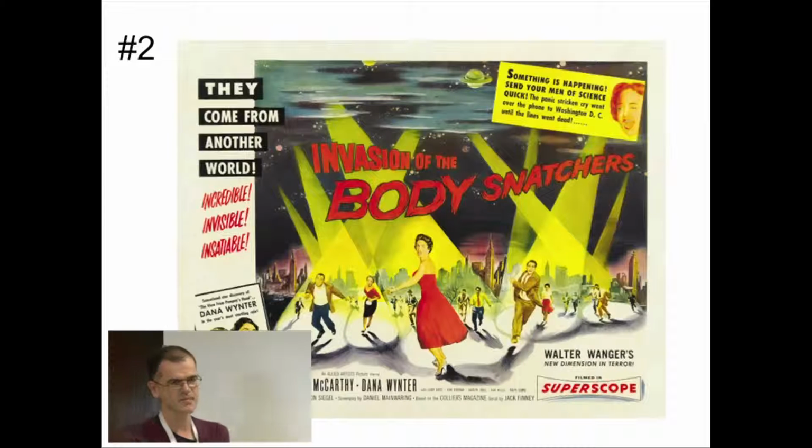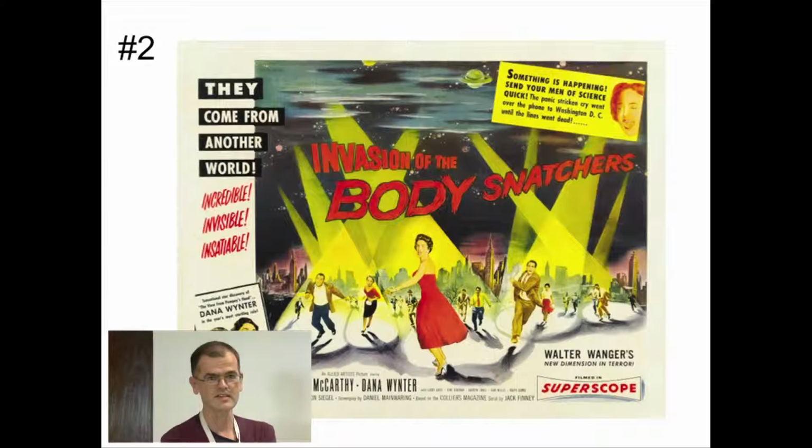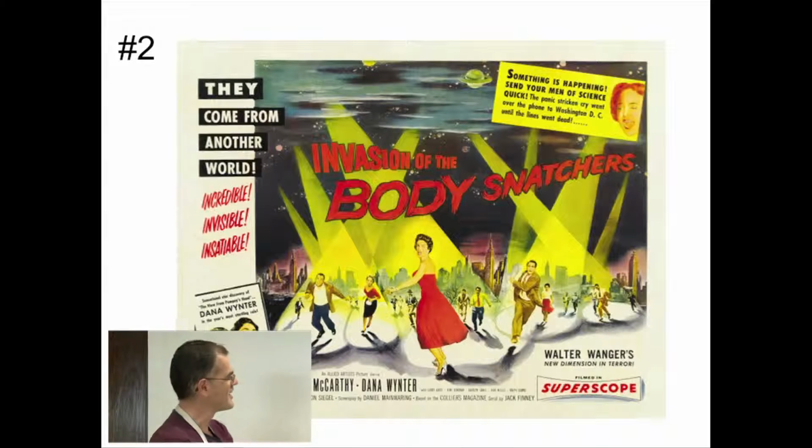The second is this 1956 poster from a film called The Invasion of the Body Snatchers. And I don't know if anyone's seen this film, but the themes are very much those that are shared by people doing parasitology research. What happens in this film is that these aliens come down from I don't know where, and they take over people's bodies. They actually create replicas of everyone, and those people start behaving in very unusual ways. And what's scary about this is that it's, as written here, incredible, invisible, and insatiable.